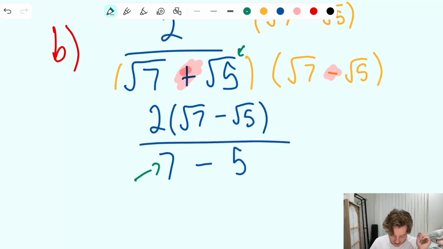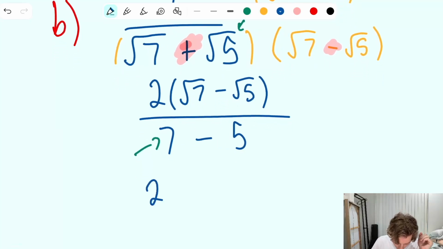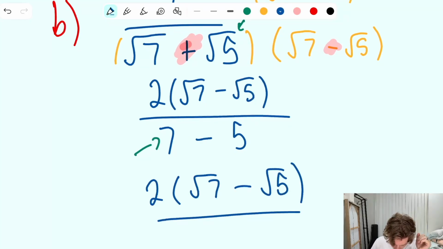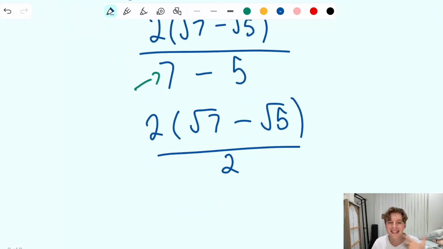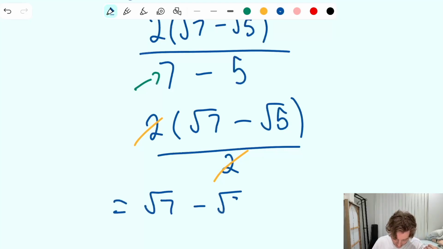So if I tidy everything up, what I'm left with is 2 outside of the square root of 7 minus the square root of 5, all divided by 2. And this is why I recommend against expanding, because so often with these rationalize the denominator questions, we get something we can cancel. I can cancel out my 2 out the front of my brackets and my denominator of 2, giving a slightly neater answer of the square root of 7 minus the square root of 5, and that is where I would leave it.